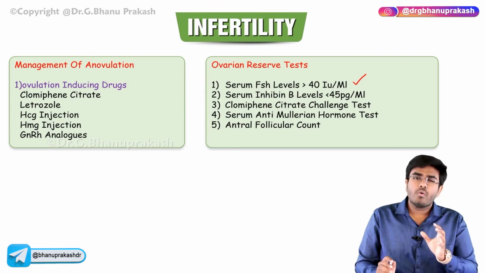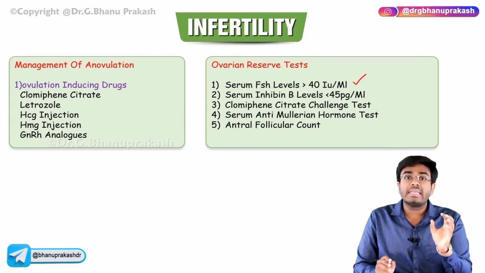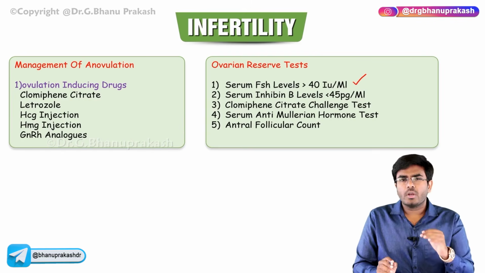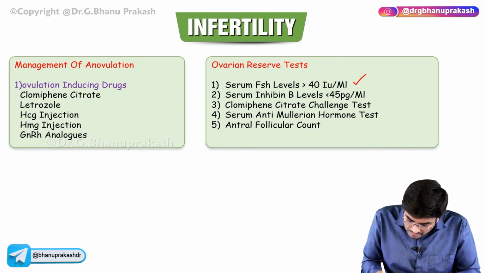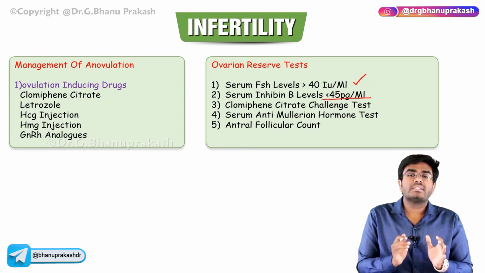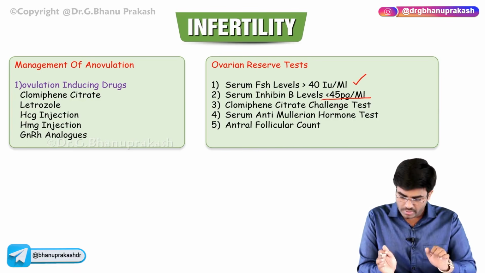In the same way, we know that the granulosa cells of the follicles are the ones which make the inhibins. So, no follicle, no granulosa cell. No granulosa cell means no inhibin B. So, inhibin B levels less than 45 picogram per ml is indicative of premature ovarian failure. Her follicular count is going down.